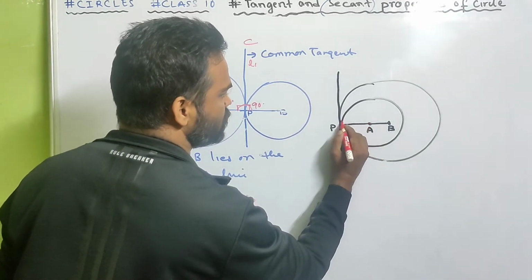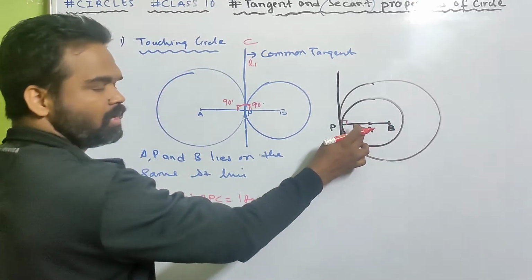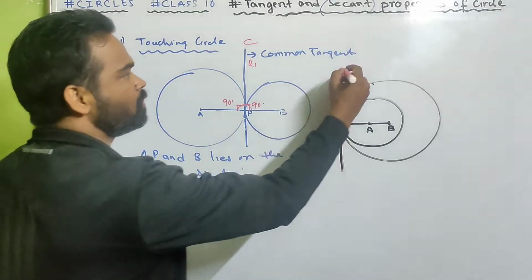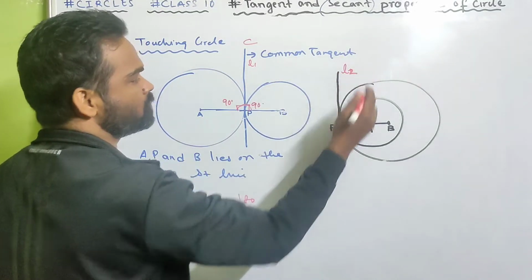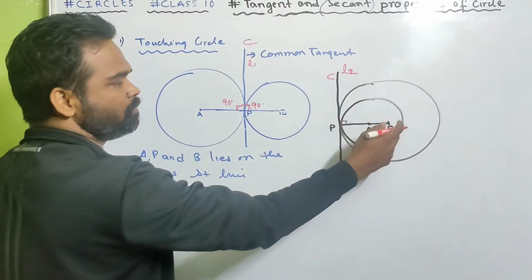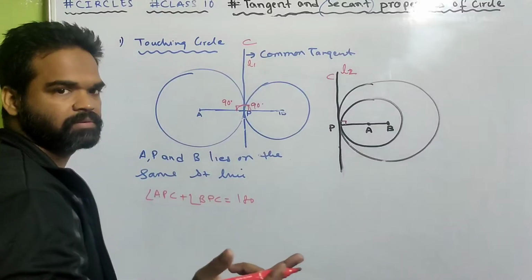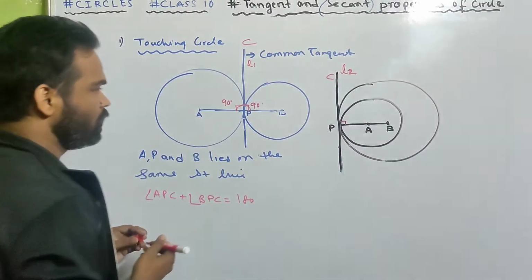Now, this we know. See, this makes AP 90 degrees. This also makes 90 degrees. So on this line L2, suppose, the angle APC is 90 degrees, BPC is also 90 degrees. So they have to lie on the same straight line. Yes or no?